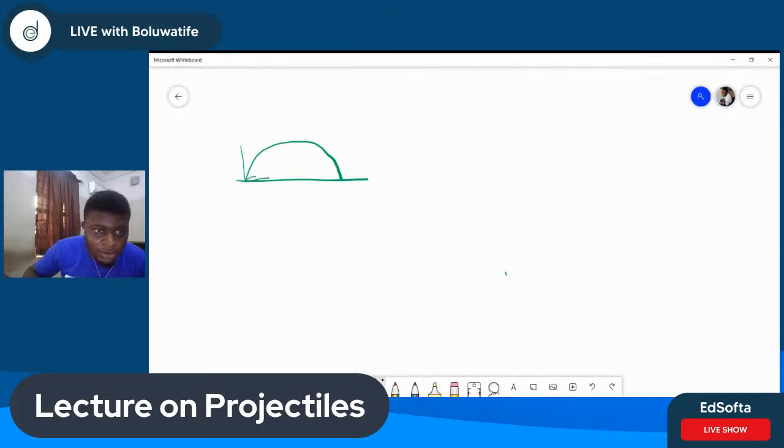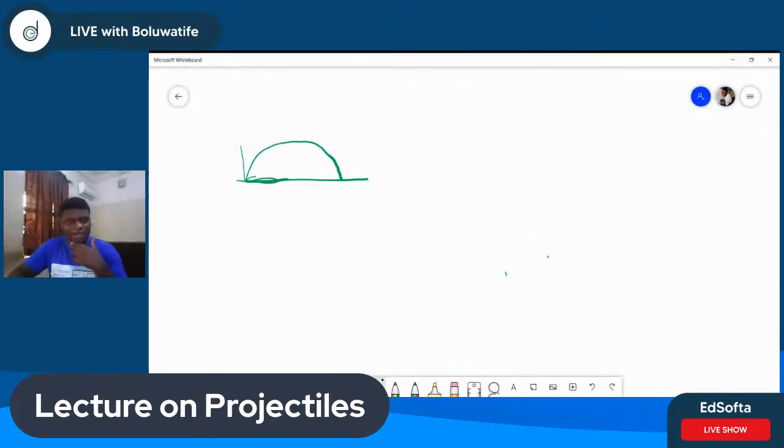and horizontal component. A vertical, pardon my drawing, and a horizontal component. Because it is tilted at a particular angle to the horizontal, it can have a vertical and a horizontal component. So that's why you can resolve. And how do we get the vertical and horizontal component?